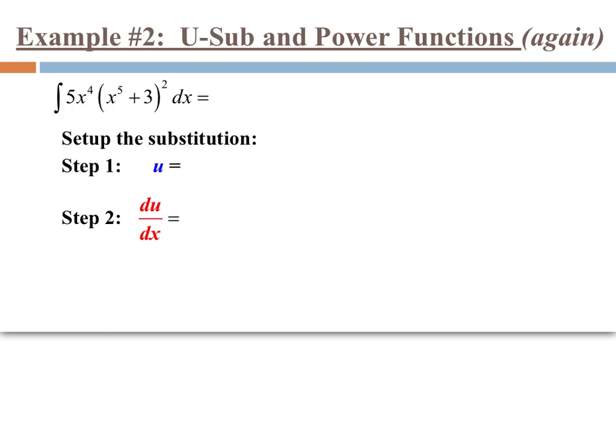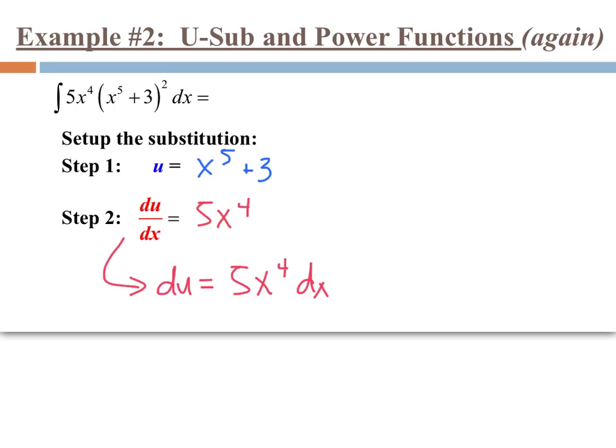So let's get started. What should u be? u should be x to the 5th plus 3. Now, if you were wondering why we should include the plus 3, it's only because it makes the problem easier. Without the plus 3 there, then the new integral that we write would end up being more complicated than it needs to be. So watch when we take the derivative, you get 5x to the 4th, and notice that plus 3 goes away. And now, of course, we want to solve for du so that we get 5x to the 4th dx.